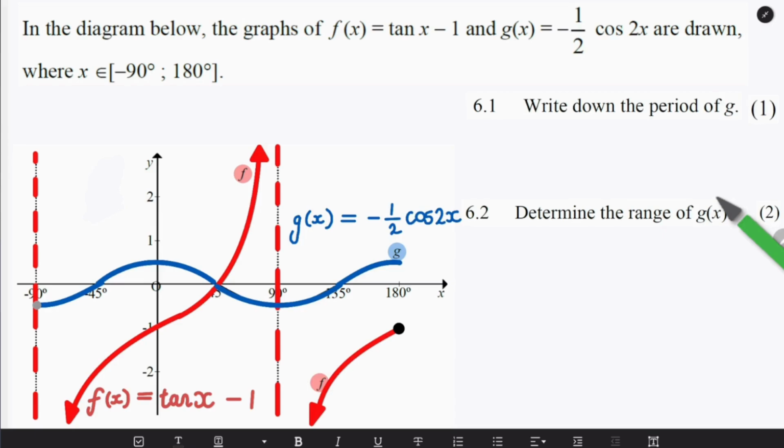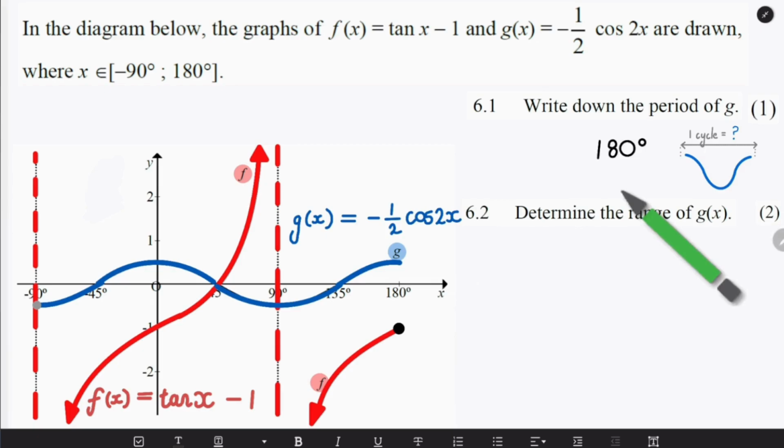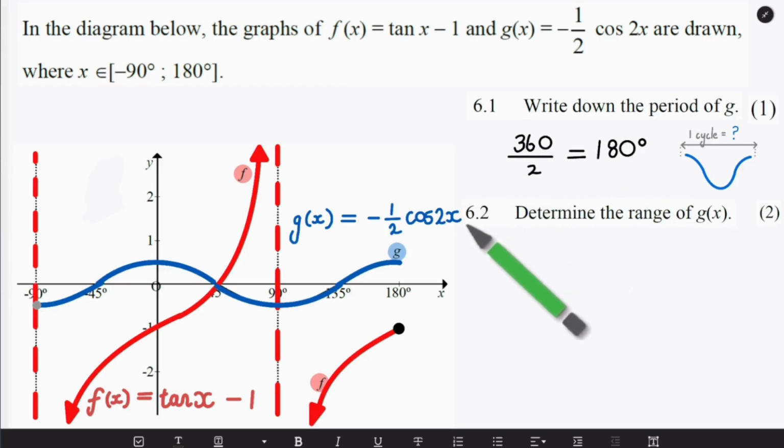So what they're essentially asking you is how long is one cycle of your cos graph. So from here to here, it's 180 degrees long because it goes from 0 to 180. So our period is simply just 180 degrees. And there are ways and means of working that out. If you didn't see the cycle, we could just say 360 divided by the number in front of x. That 2 over there, that will return us the period of 180.